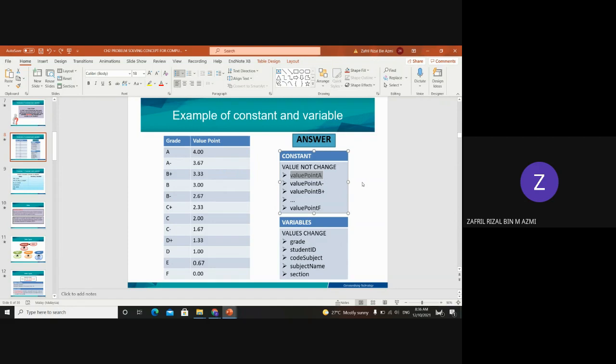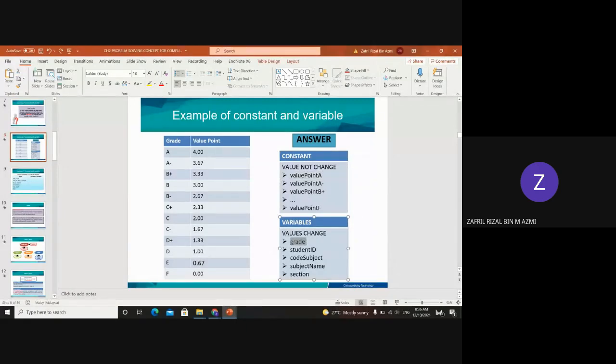So the system cannot change this. If you allow the system to change the value point A, then the result for the CGPA will not be accurate. The same goes for the rest of the value points, so this one you can extract as a constant. Okay, next we have variable: a value that can be changed. In this case, let me give an example, grade.